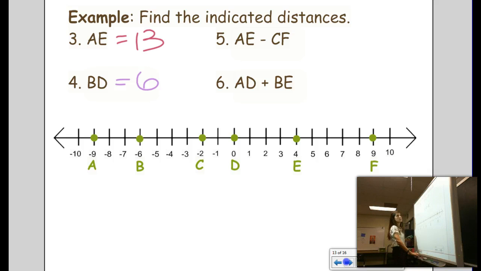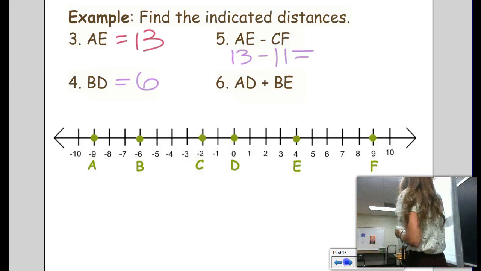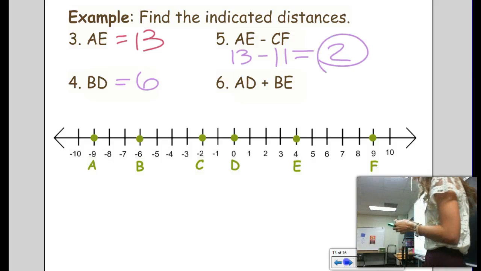Ooh, now we're doing some math. AE minus CF. Now we already know what AE is, right? Don't find it again. We already found it. 13 minus... Jessica, how long is CF? 11. Oh, very good. Don't you dare touch your calculator. 13 minus 11. 2. The answer was 2.